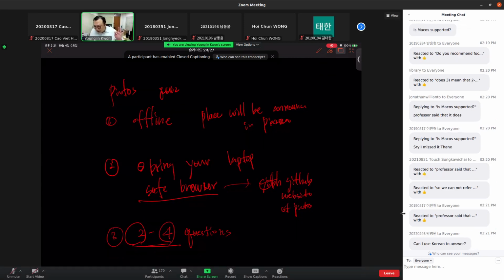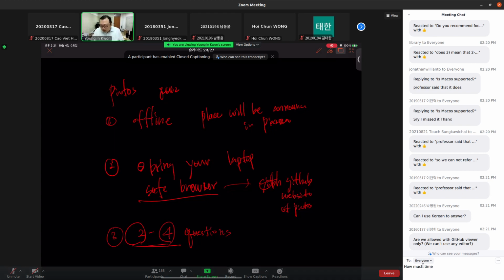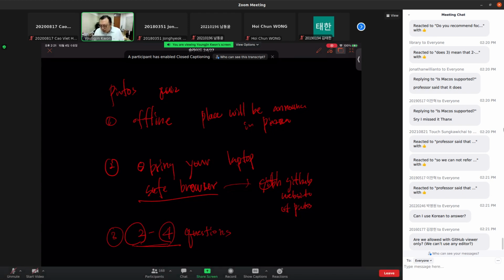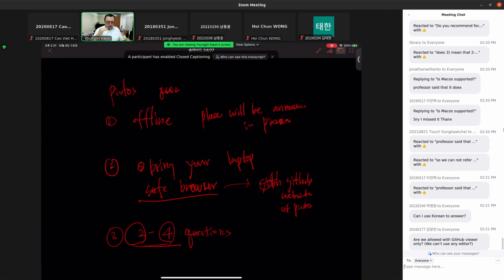Any other questions? All these details will be posted on Piazza. Can I use a Korean answer? Yes, I will allow the Korean answer. Are we allowed to keep a GitHub viewer? Can we use any editor? Only a viewer. You can only use viewers to look at and navigate the GitHub code.